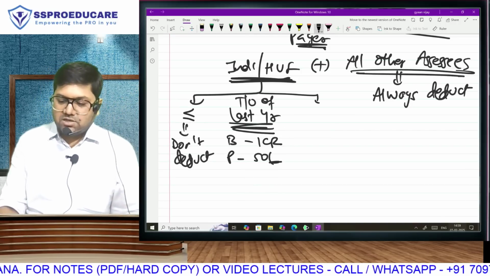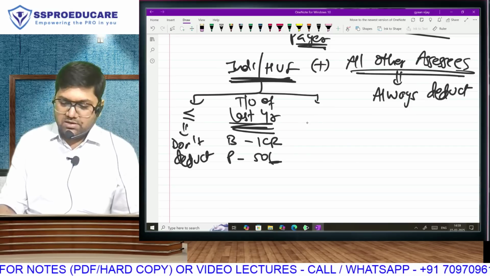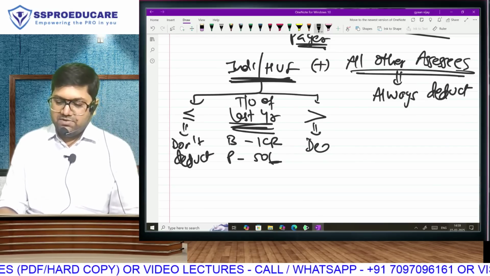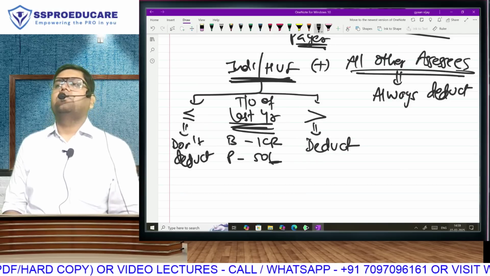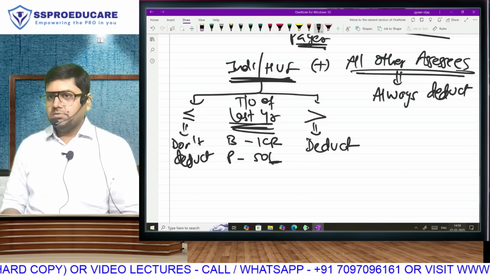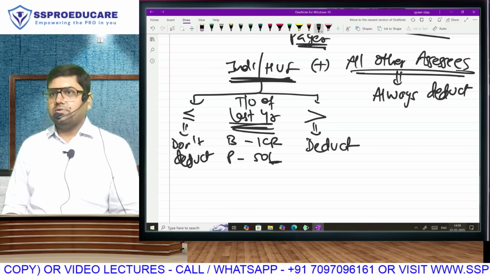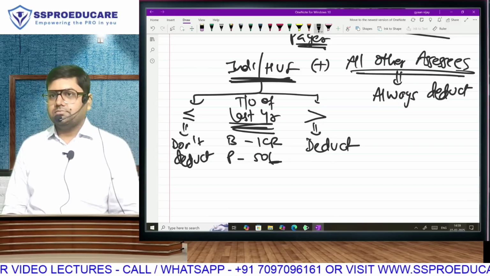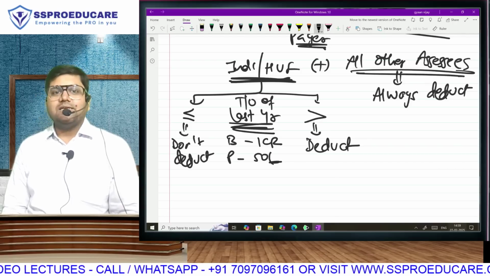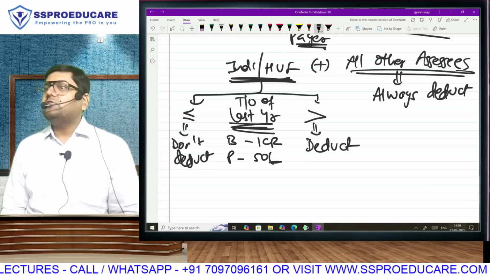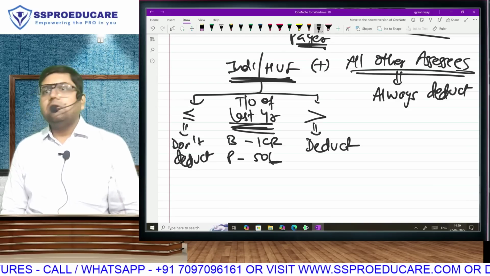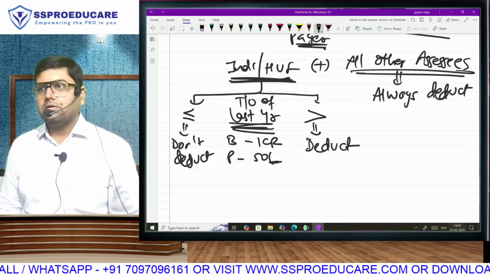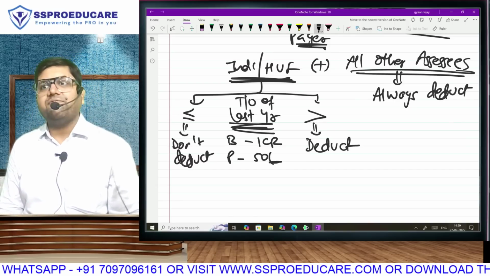So if last year's turnover exceeded the threshold given here, in business 1 crore and in profession 50 lakh, then individual HUF will also have to deduct. You understood? So all other assessees always deduct. For individual HUF, we will see last year's turnover: less than or equal to the threshold of 1 crore or 50 lakh based on business or profession, then don't deduct, and greater than 1 crore or 50 lakh, then deduct.